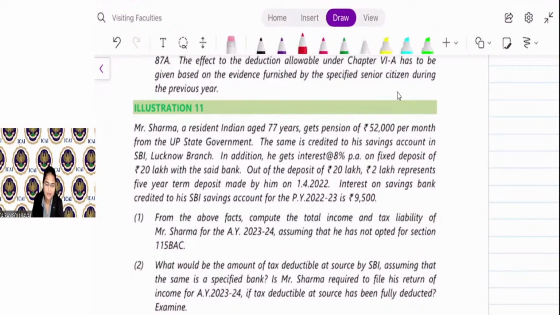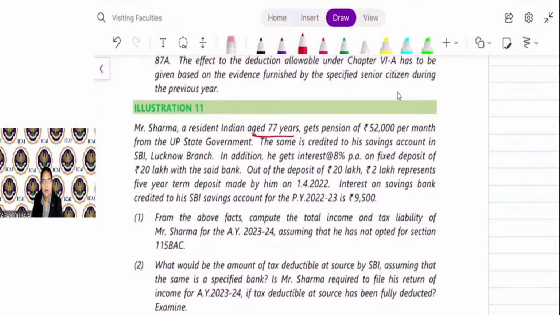Mr. Sharma obviously is eligible, na? Chapter 6A covered, 80TTB. Mr. Sharma, resident, aged 77 years. He is an individual, resident in India, age is 75 years or more. He is having pension income. Okay, so he is eligible for 194P. Now, let us see his other income status. The same is credited to his savings account in SBI Lucknow branch. In addition, he gets interest at 8% per annum on fixed deposit of rupees 20 lakh with the State Bank. That means he is earning fixed deposit interest in SBI only, in which the pension gets credited.